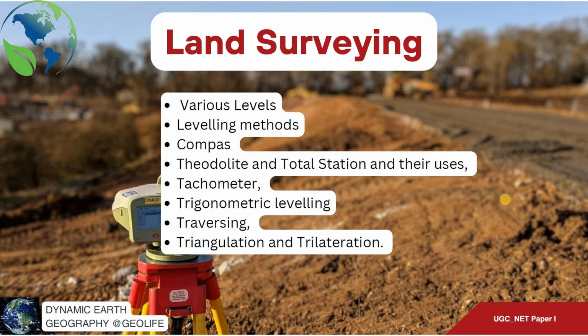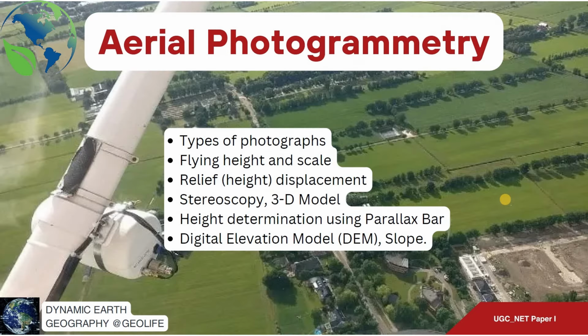In the land surveying topic, we have various levels: leveling methods, compass, theodolite and total station and their uses, tachometer, trigonometric leveling, traversing, triangulation and trilateration. And finally, aerial photogrammetry covers topics like types of photographs, flying height and scales, relief height displacement, then stereoscopy, 3D modeling, and height determination using parallax bar, digital elevation model, that is DEM, and also slope and how to determine slope aspect.